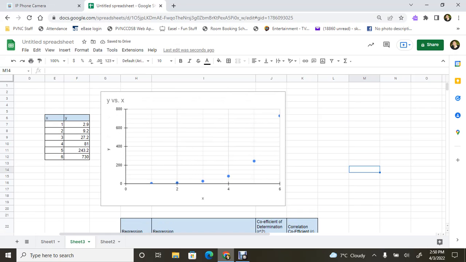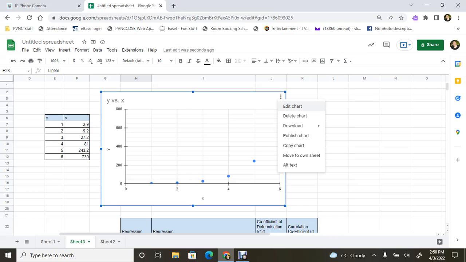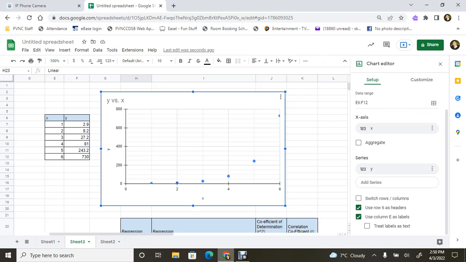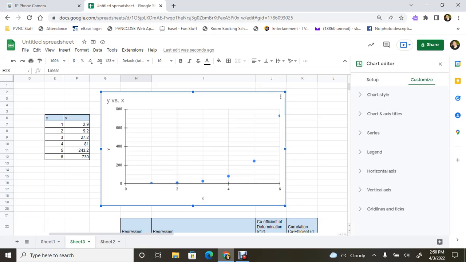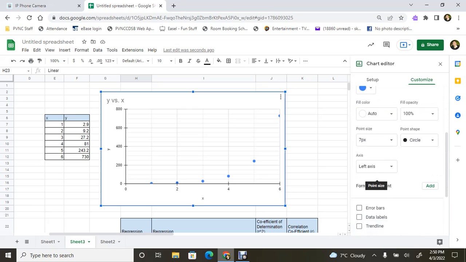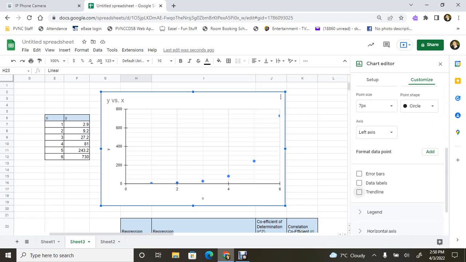Okay, and I'm going to start now by showing you how to do the regressions. So we're going to start off with the linear. So we go to the 3 dots here. We edit the chart, and this is a scatter plot. And see it's nicely separated, nice dots. Go to customize, and then we go to series. And down here, we're going to add the trend line.